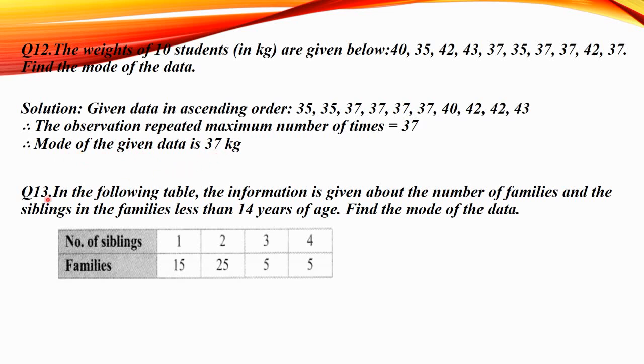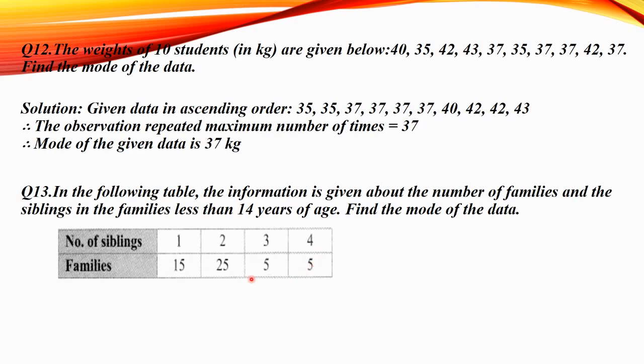Let us move on to question number 13. In the following table, the information is given about the number of families and the number of siblings in the families who are less than 14 years of age. We have to find the mode of the data. The number of siblings, that is the number of children: 1 child is in 15 families. Families with 2 children are 25. Families with 3 children are 5 and families with 4 children are 5.